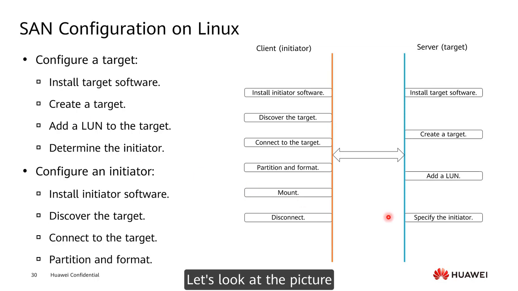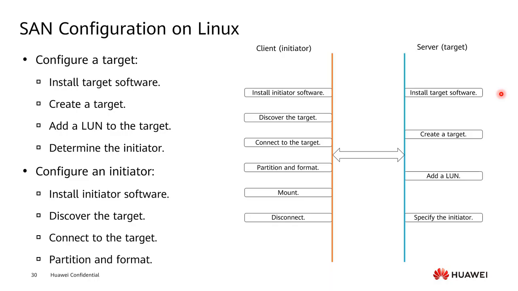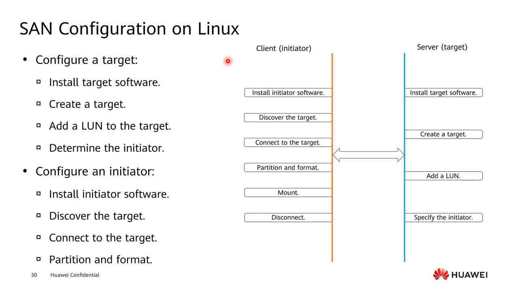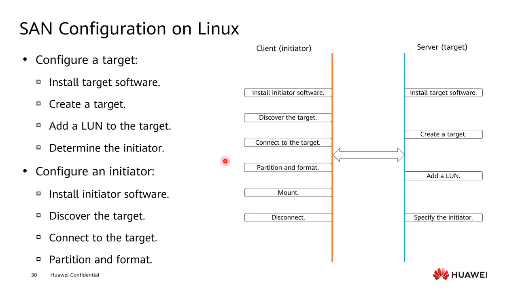To configure SAN in openEuler, refer to the following procedure. Let's look at the picture. First, we need to configure the target. We need to install the target software, then create a target, add a LUN to the target, and determine the initiator. Next, we configure the initiator: install the initiator software, then discover the target, connect to the target, and partition and format. After that, we can mount and use it.